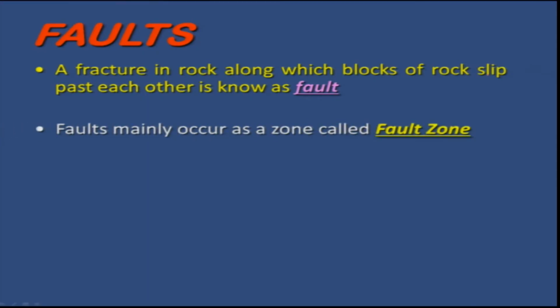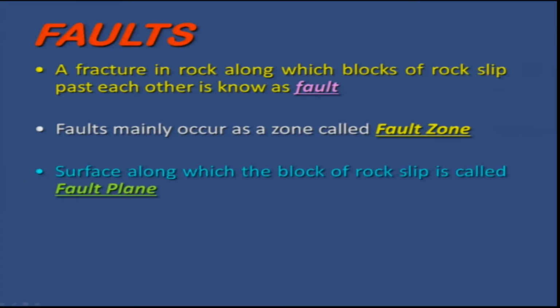But anyways, in a proper sense, if we take any displacement in rock layers, or strata, or the sediment succession, we term that a fault. Faults mainly occur as a zone, what we call the fault zone. So it will not be a single line or single plane of fracture, but will have multiple, and it may have a wider zone. And the surface along which the block of rock slips is called the fault plane.